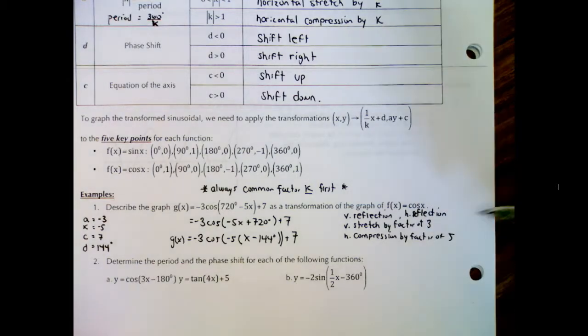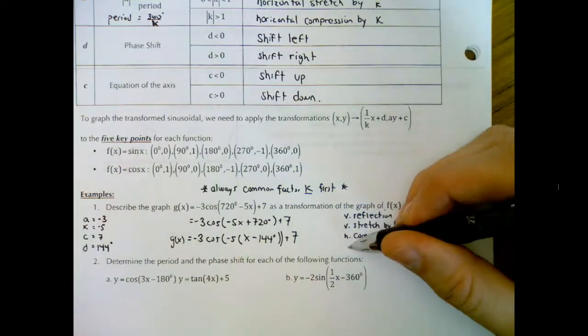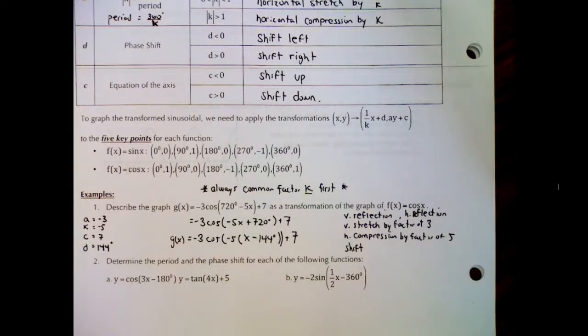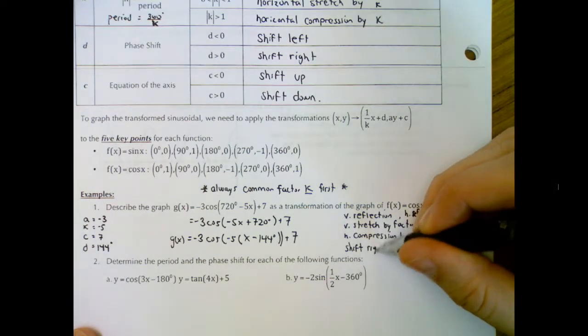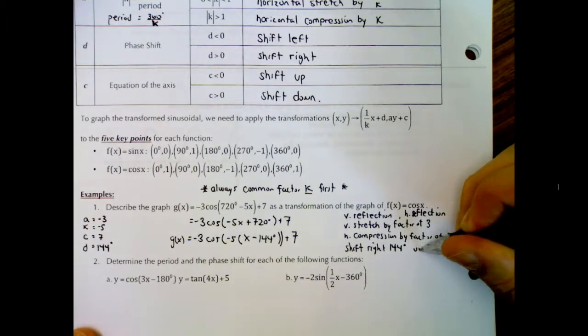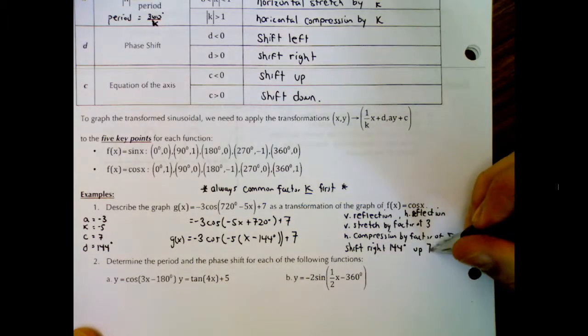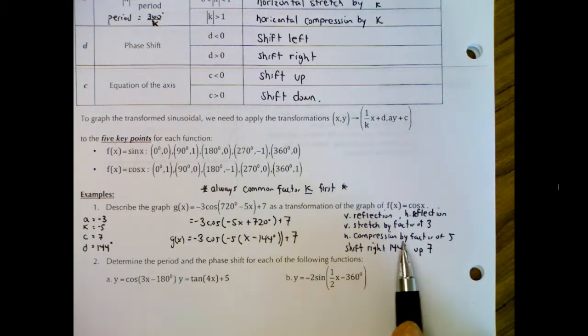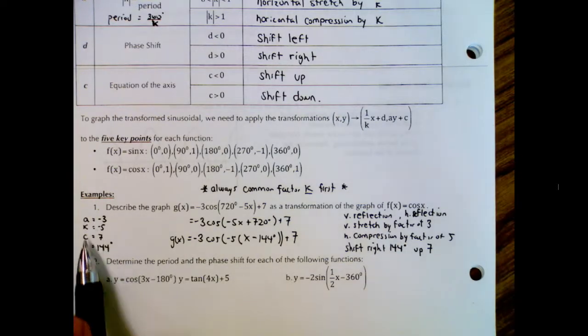And remember, the factor should always be a number bigger than 1. So if A or K are a number less than 1, we're going to flip that fraction to get our factor. A shift, 144 is our phase shift, and that would be to the right. So right 144 degrees, and up, because C is positive 7. And these are our transformations. So these are the transformations that we can describe based on the A, K, C, and D.